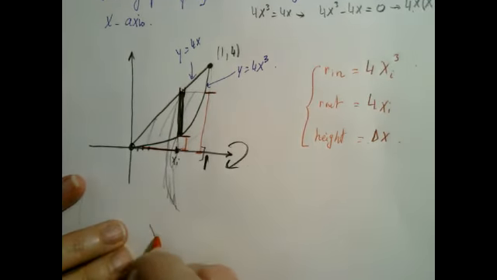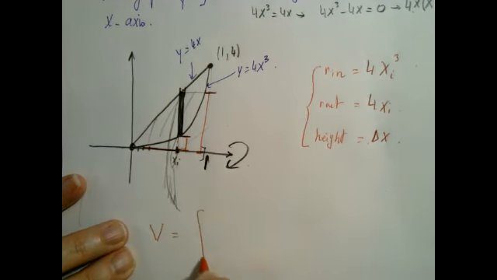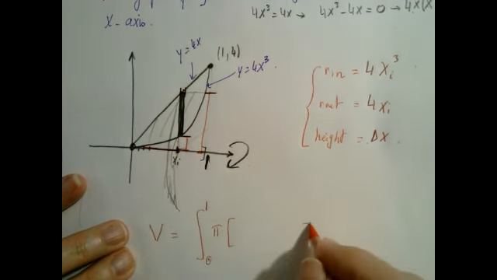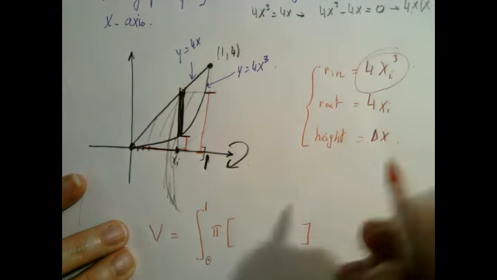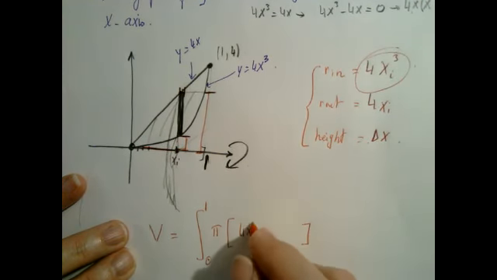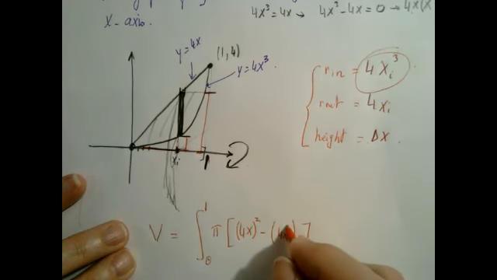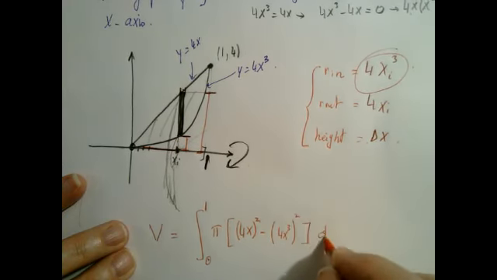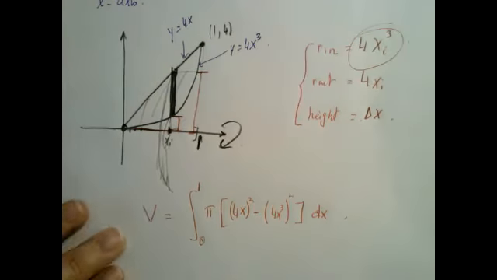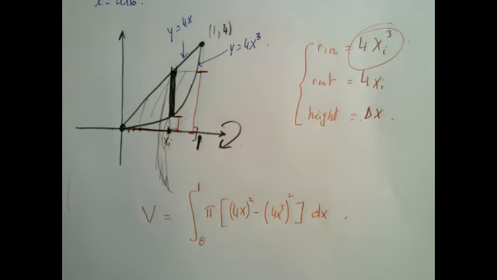So now the total volume is going to be, I'm skipping one step, integral from 0 to 1 of pi times outer square minus the inner square times the height. That's how I read it. And the rest is you do the math.